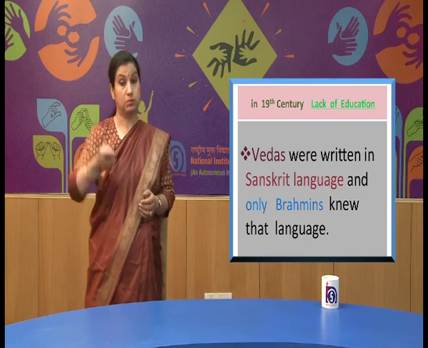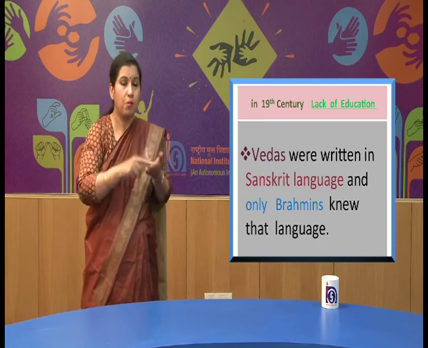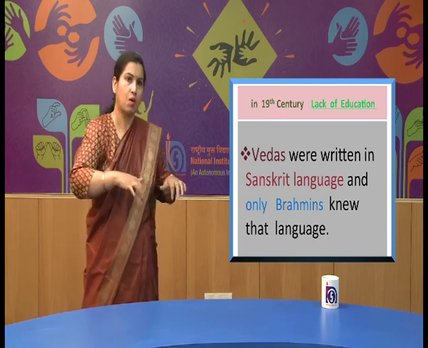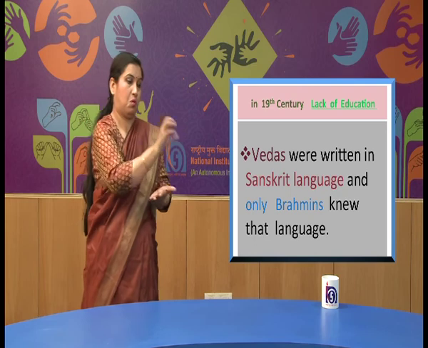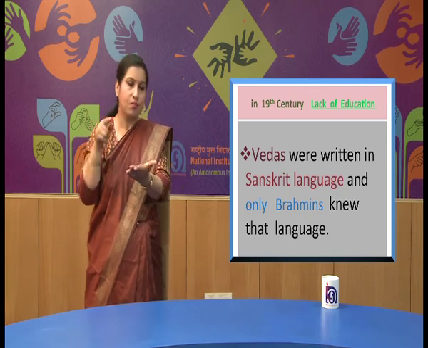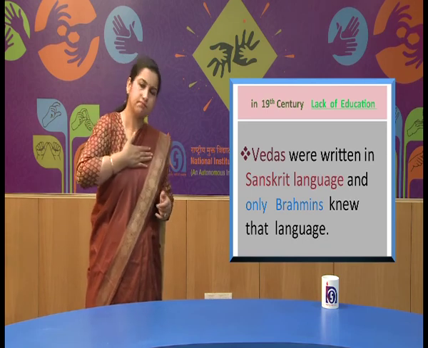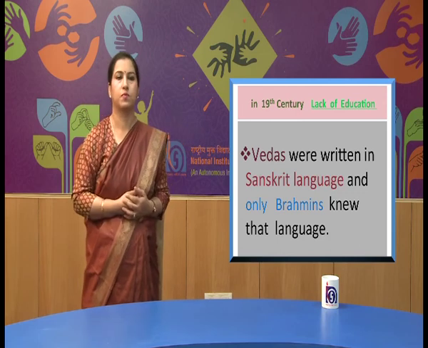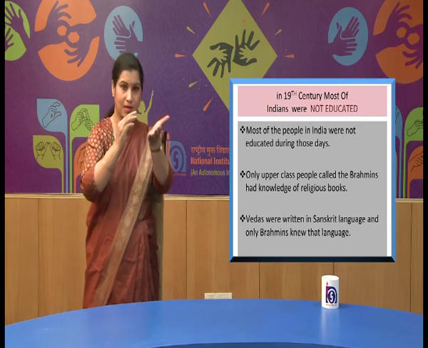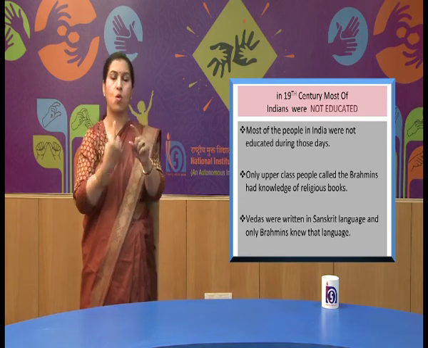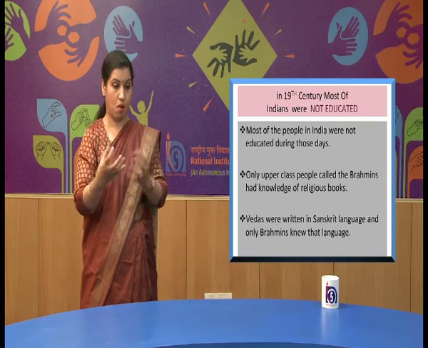The Brahmins told people to perform costly ceremonies and rituals at the time of birth and at the time of death. Since people did not know what was written in religious books, they followed the words of these Brahmins. However, we should understand that monopoly of one class over education was present not only in India but in other parts of the world also.